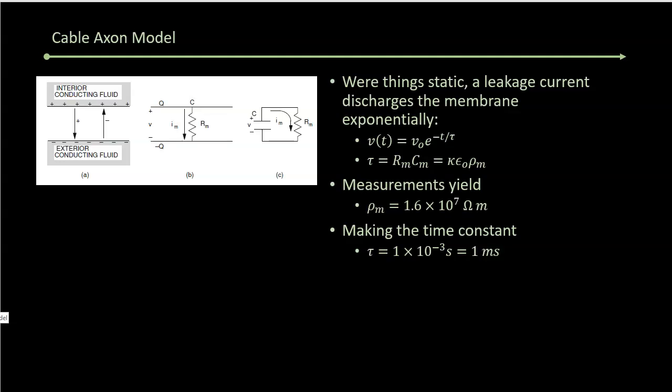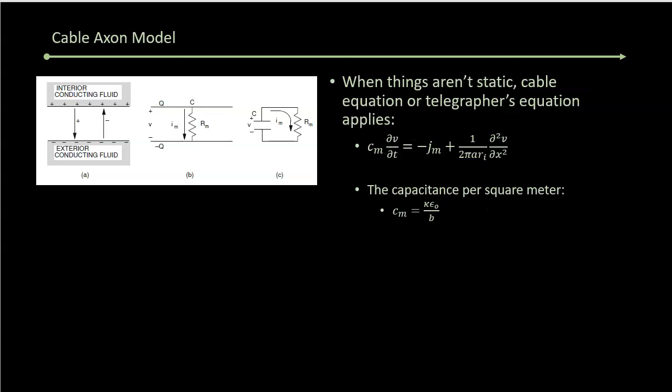All right, so if we were looking at this where things aren't static, there's your capacitance per square meter, your change in voltage with time. So what is this term? It's capacitance times change in voltage with time. It's the collection of charge in any given area. This is your current density, in amps per square meter, this is the current leaking through the membrane.